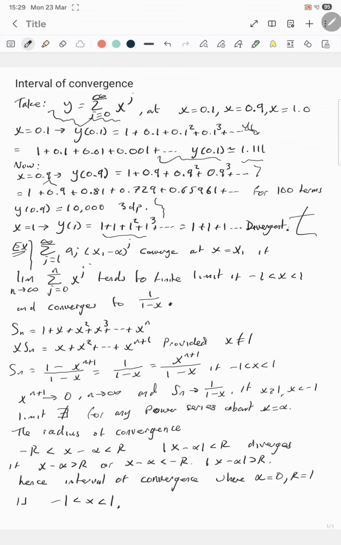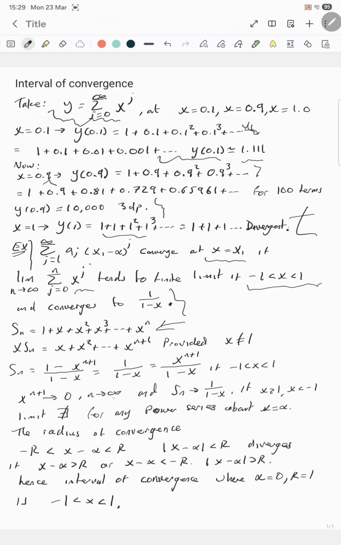Now an example here with the summation of j equals 1 to infinity of a_j times (x1 minus alpha) to the j. Now this converges at x equals x1 if the limit of x to the j as j tends to infinity tends to a finite limit, like if x is bounded between -1 and 1 and converges to this value. So s of n equals this.